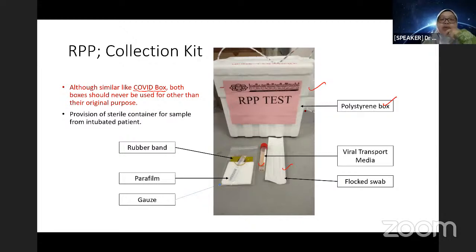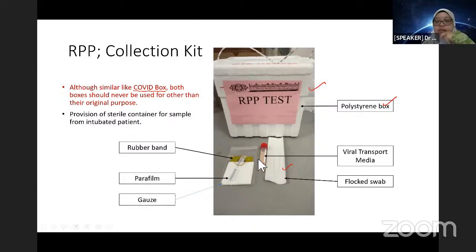Okay, when it is labeled as a COVID box, it implies that the staff need to prepare themselves to process the specimen in terms of wearing appropriate PPE and so on. All right.